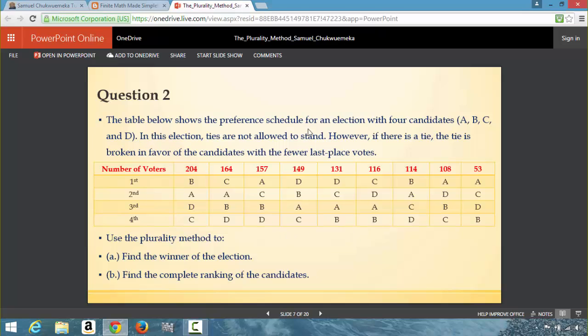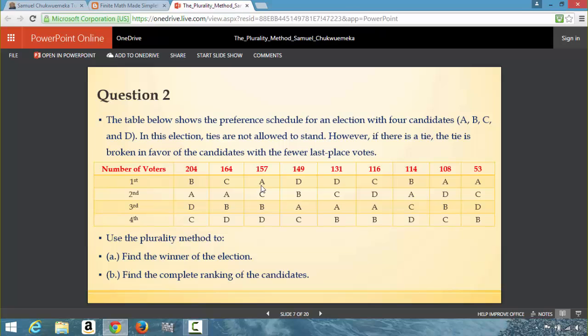So we have 4 candidates, A, B, C, and D. Of course, with the plurality method, we are concerned with only first place votes. But we have a tie-breaking rule here. If there is a tie, then we have to look at the last place votes. And the candidate with the fewer last place votes will be ranked higher, will be preferred to the candidate that has more last place votes. This is in case of a tie.